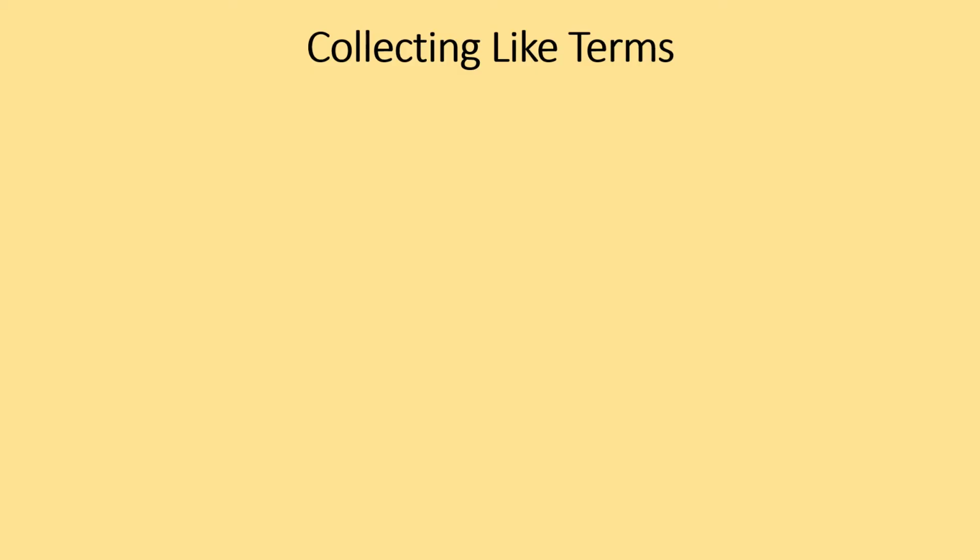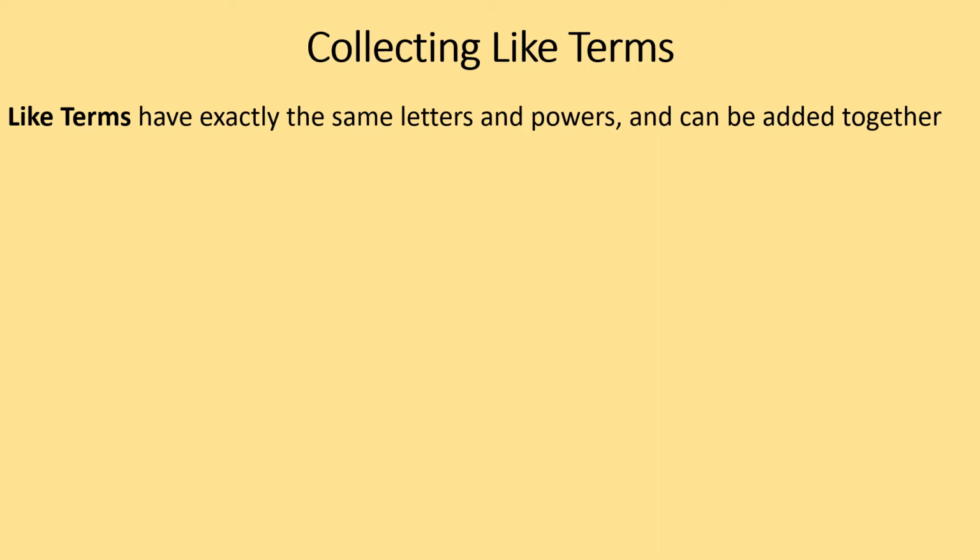Okay, let's look at Chapter 2. Chapter 2 is essentially the introduction to algebra, and the first thing that we need to look at is collecting like terms. In maths, we call things like terms if they have exactly the same letters and powers, and that means that we can add them together, essentially.